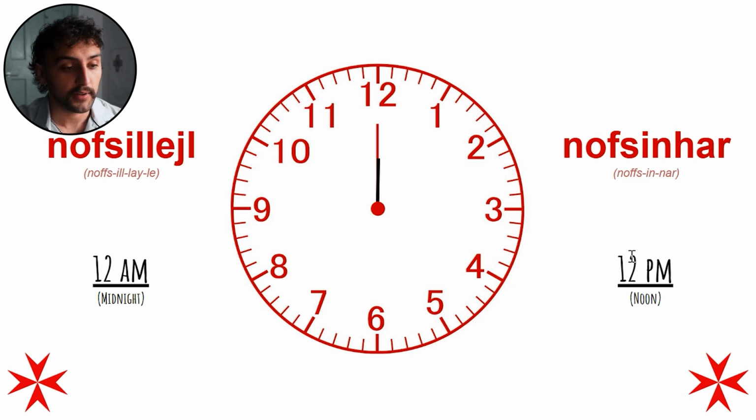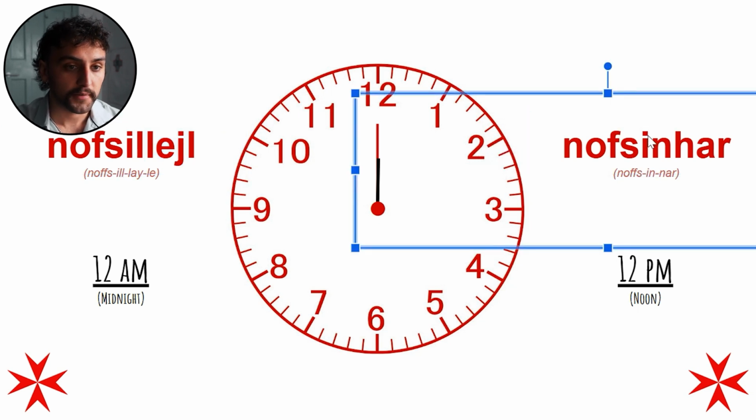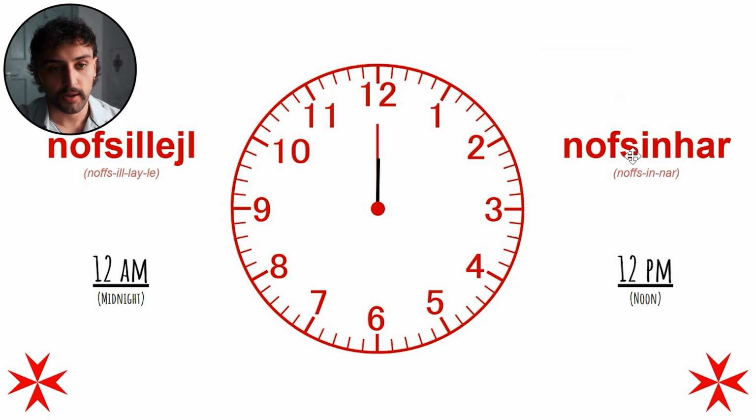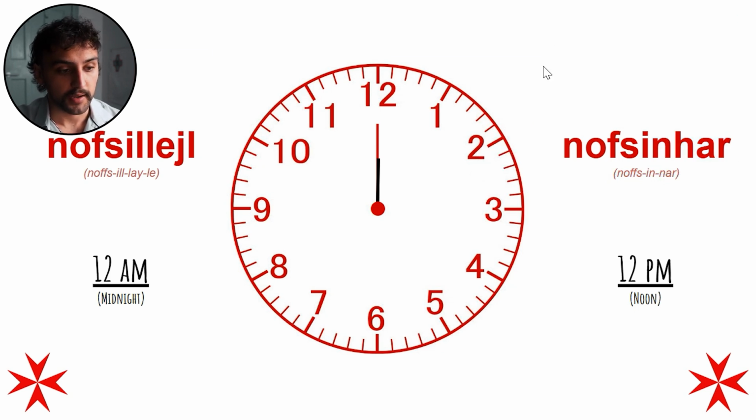So in this example specifically, the clock face is clearly showing 12 o'clock, which could either be midnight or noon. And to say midnight in Maltese, we say nofs il-leil. That's nofs il-leil. And this literally means half of the night. You may recognize the word leil there, as we went over just a second ago, and this means night. And to say noon in Maltese, we say nofsinar. Nofsinar. And this literally means half of the day. Once again, you may recognize the word nar there, and that means day. And yeah, we learned about that earlier in the key words.